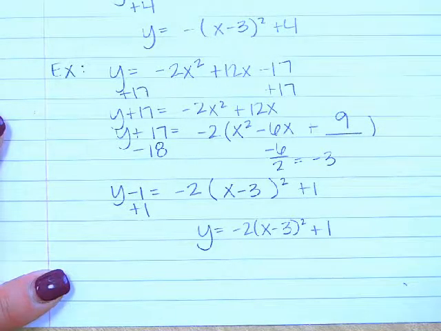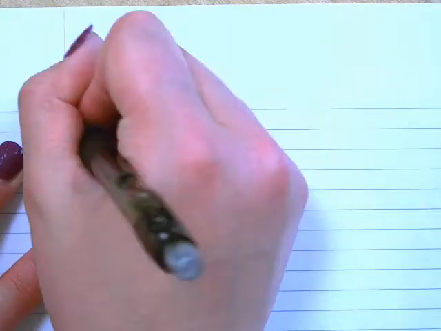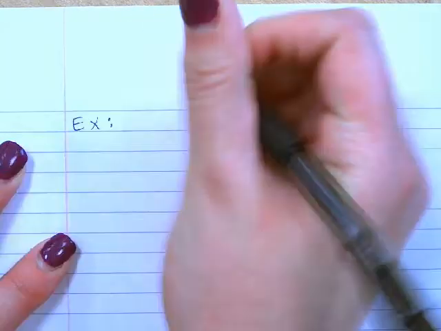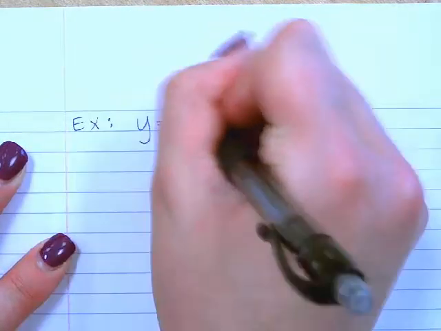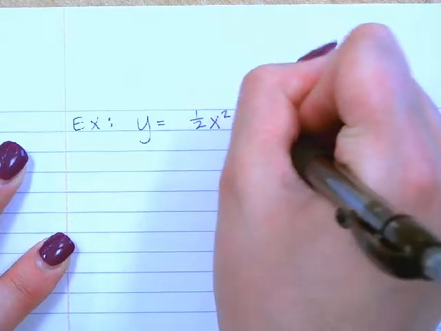All right, I want to do one last example because sometimes you will have an a value that's a fraction, and a lot of students make little mistakes with those. So I want to do one of those, and then that will be the last example. So for this last one, we're going to say y equals 1/2 x squared minus 4x plus 12.